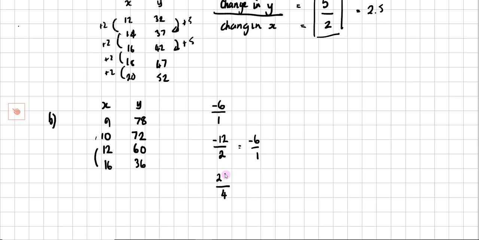24, which happens to be negative 6 over, it's the same thing. Oh. So it is linear. So we think B is linear, right? Because it's a constant change. Yeah. All right. C then.